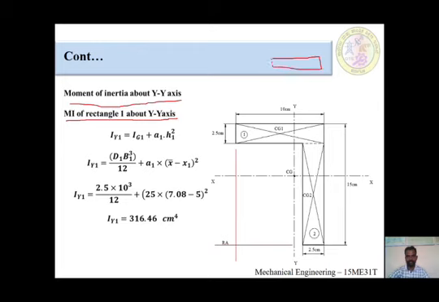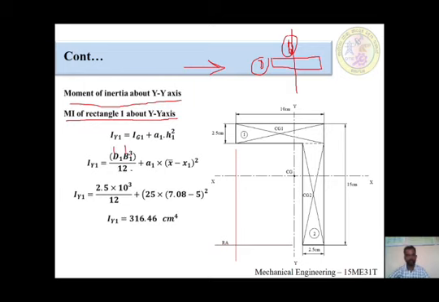This is the y-axis. We have to look from here. First of all, this is D, this is B. When we are looking from this side, first we will see D, second we will see B. For that reason they have given D first, B second: D1 B1 cube divided by 12.